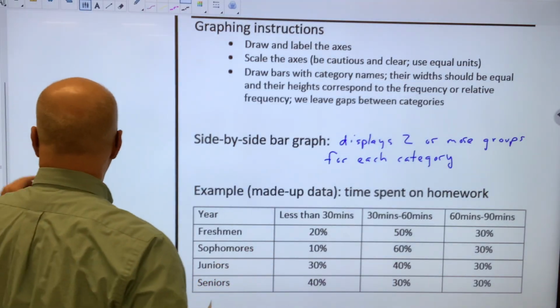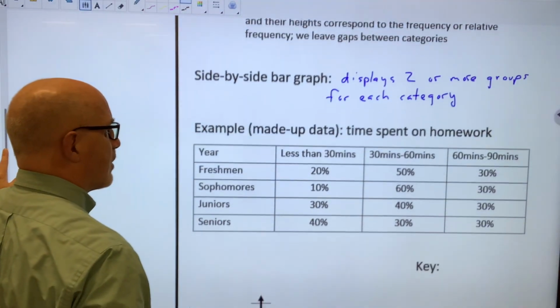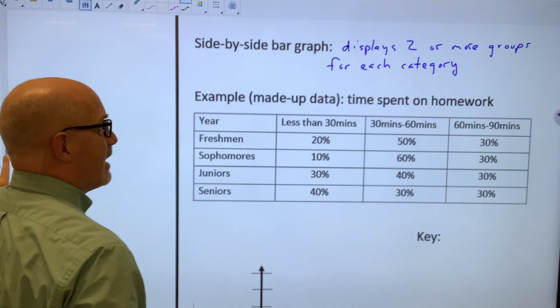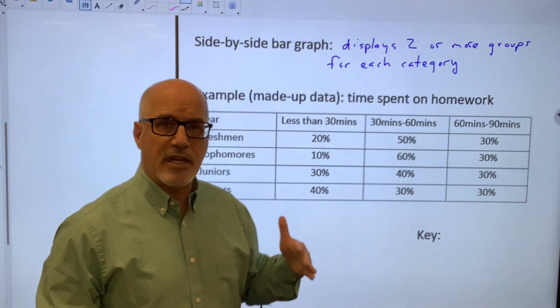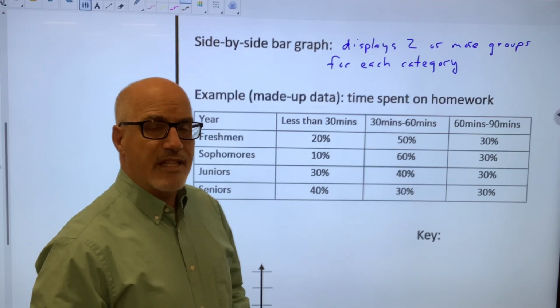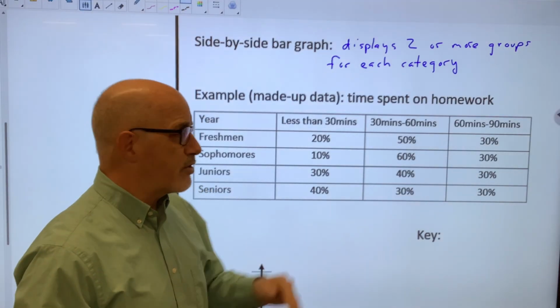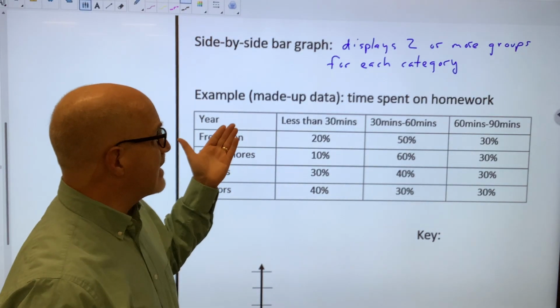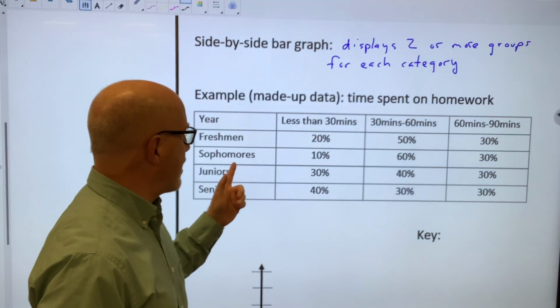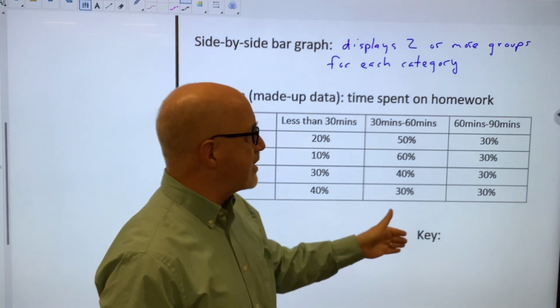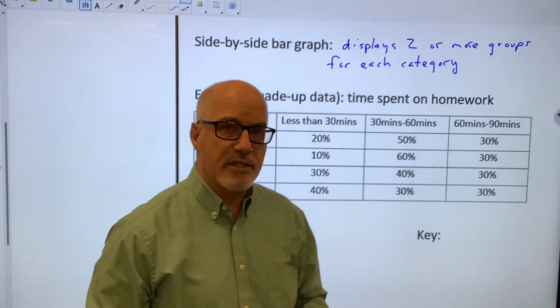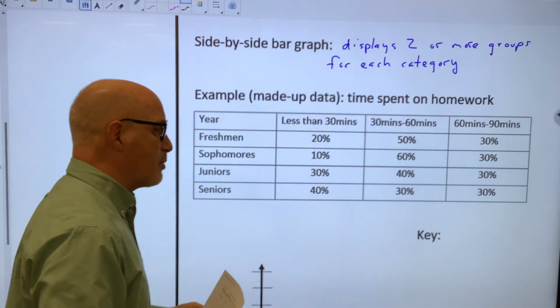All right, so let's go ahead and take this now, and we're going to look at an example here. The example here is made up data, so this is meant to help us illustrate the type of graph, not actually be survey data. But this is time spent on homework for freshmen, sophomores, juniors, and seniors. How many spend less than 30 minutes, 30 to 60 minutes, or 60 to 90 minutes? We want to represent this with a graph.